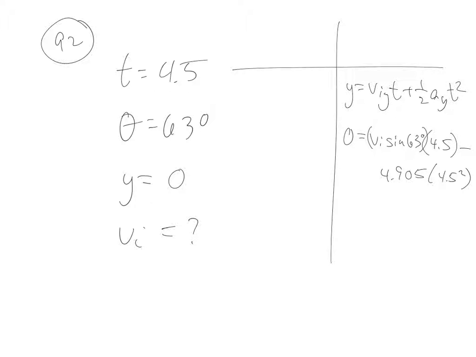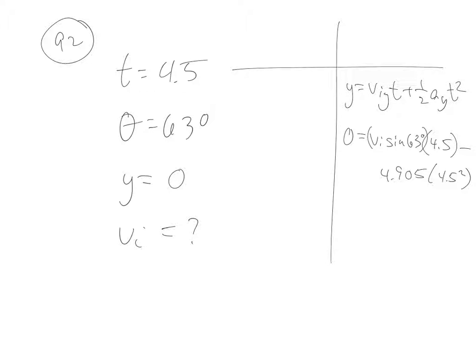Does everybody see what you would do for this problem? Take a look. Make sure that makes sense. You would solve for VI. It's the only variable missing in the equation. It's kicked from the same level it's caught, which makes y 0. VIY is always VI sine of the angle. The time is 4.5 seconds. That's squared down here, and that's half of gravity.